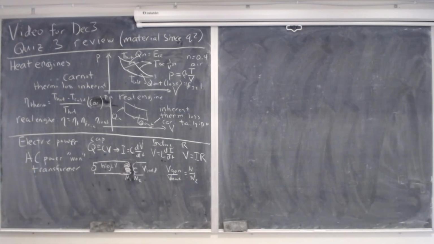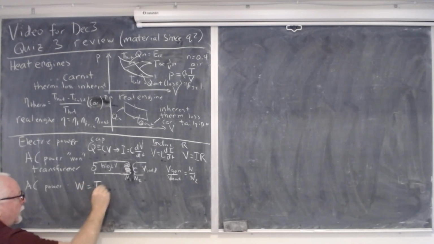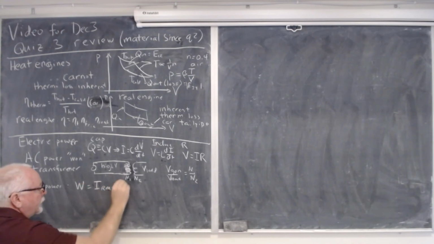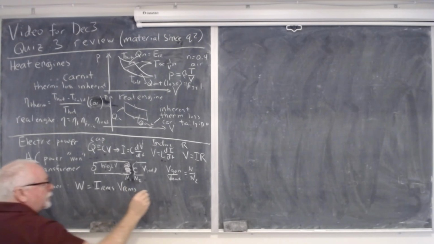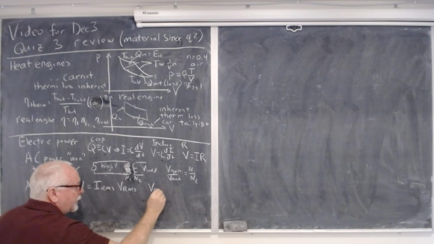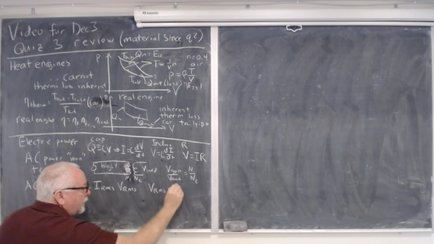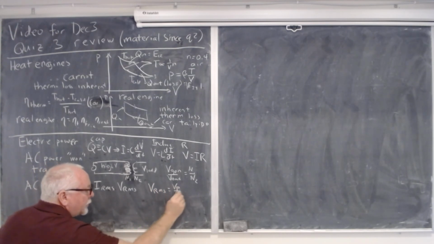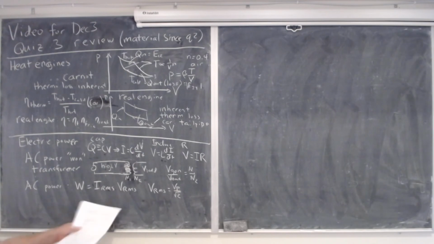All right, and so going forward, you basically learned that AC power is determined by IRMS, VRMS, where VRMS and IRMS are V peak for the AC signal over root 2. And that just comes from doing your sine and your cosine.